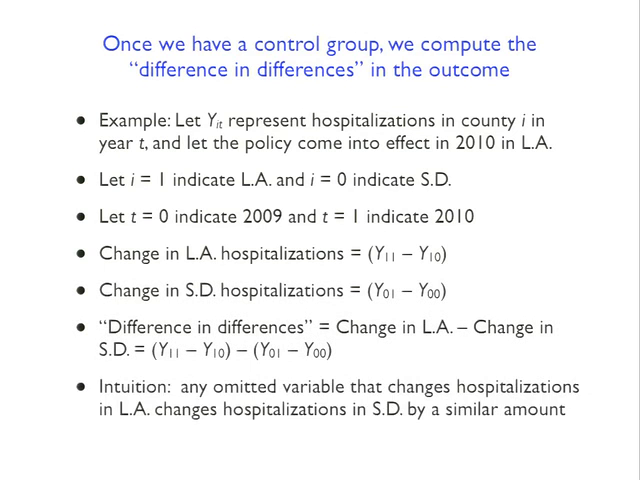So the intuition here, and this is going to be based on your assumptions, so it isn't guaranteed to hold, and you have to think carefully about whether or not it does hold, is that any omitted variable that changes hospitalizations in Los Angeles is also going to change hospitalizations in San Diego by a similar amount.